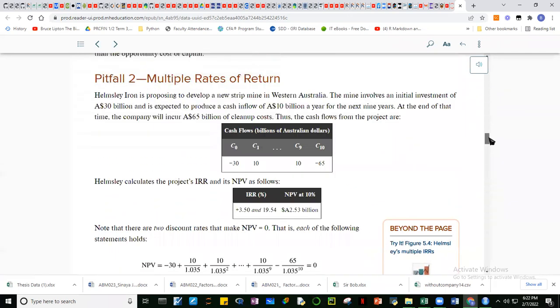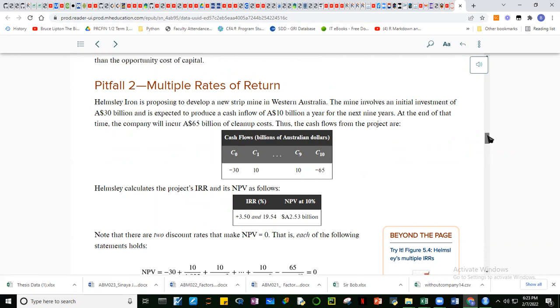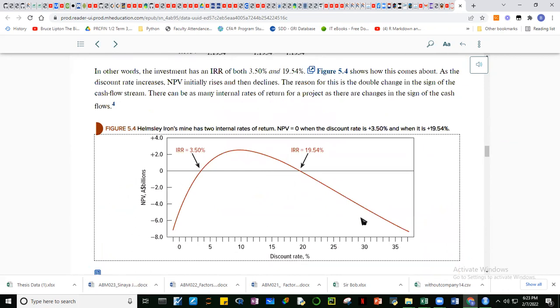Take a look at the cash flows here. So C sub 0, the initial investment, is negative 30, and then 10 up to year 9, and then at year 10, you have negative 65. So when you have a cash flow where there is a negative cash flow after your initial investment, for example, anywhere from year 1 up to year 10, then you will have multiple IRRs. So in this cash flow, diba, negative 30 yung simula, 10 yung after year 1 hanggang year 9, and then at the end, on year 10, you have negative 65. You have a negative 65 at the end of the project. So that will mean that most probably you'll have multiple IRRs.